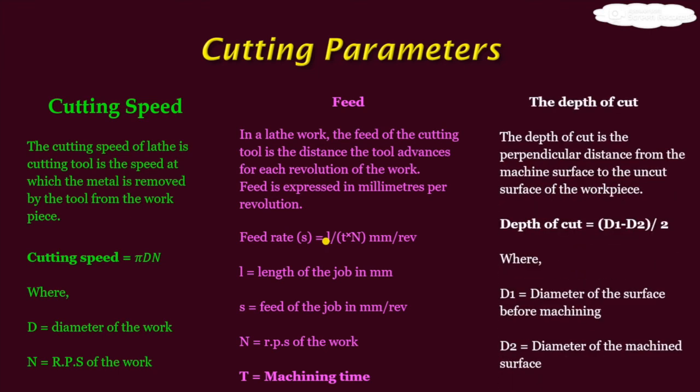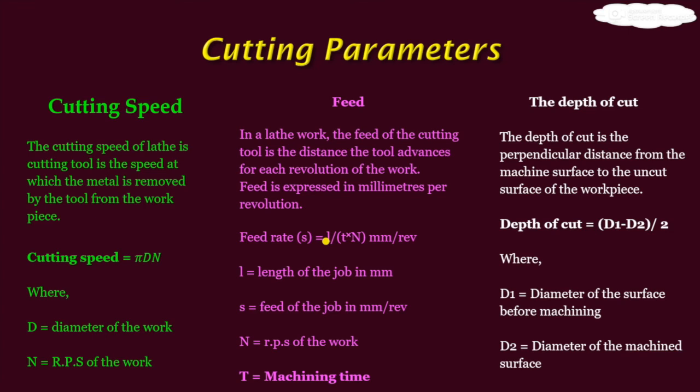The third parameter is the depth of cut. As I have shown you in the video, the diameter is reducing. Then what is the radial decrement of the diameter of the job? That is (d1 minus d2) by 2, where d1 is the initial diameter and d2 is the final diameter, divided by 2. That is the radial decrement, or this is the depth of penetration of the cutting tool into the job. That is the depth of cut.